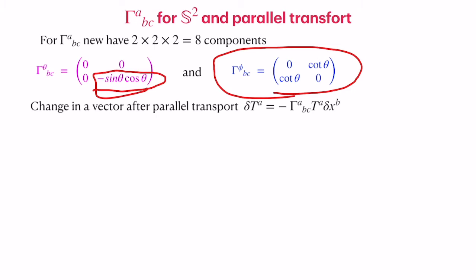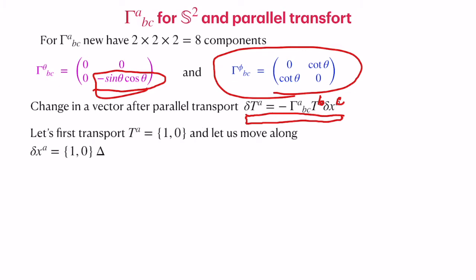So now we have gamma. Let us see how parallel transport works. We know that the change in a vector due to parallel transport is given as delta T^A is equal to minus gamma^A_BC T^B dx^C. So this is the change due to parallel transport. Now let's take T^A to be a vector only in the direction of angle theta. That is, T^A has component 1 along theta and 0 along phi.